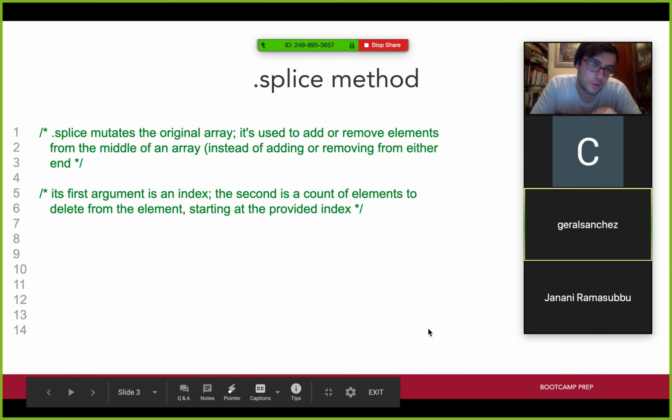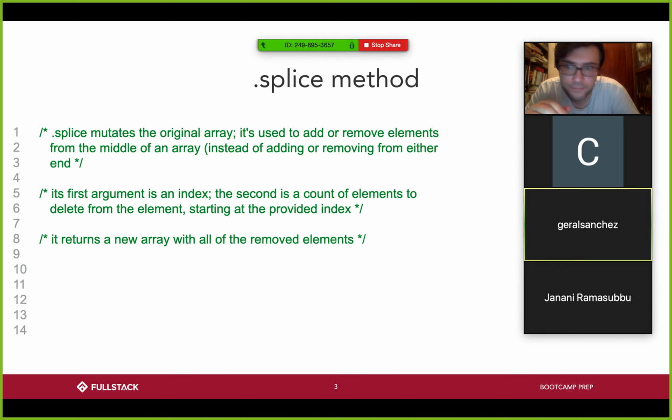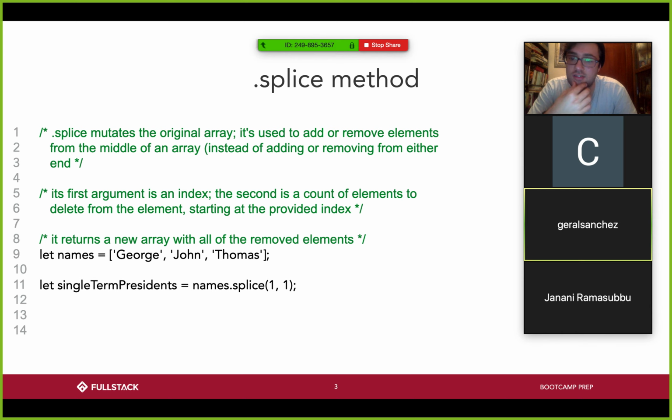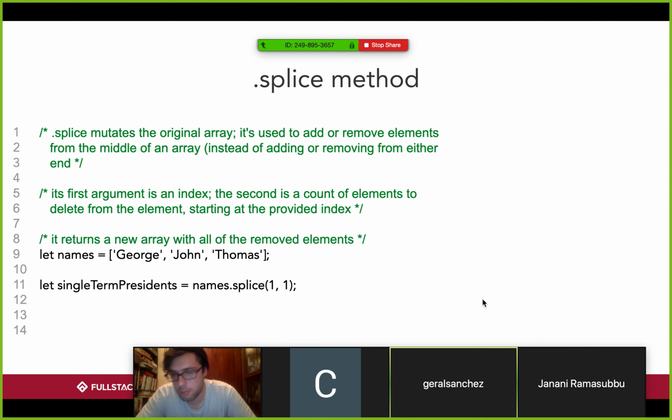Its first argument is an index. The second is a count of elements to delete, starting at the provided index, right? And it returns a new array of the removed elements, okay? So let's say we have this names array, George, John, Thomas, and we have let singleTermPrecedence equal names.splice of 1 and 1. So what's actually going to happen before we see what happens? The first argument is a 1, right? So that's our starting index. So index 0, index 1. So that'll be John.